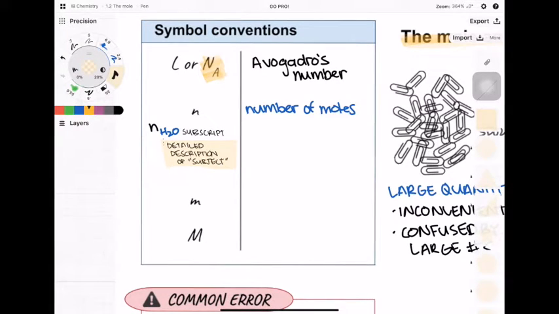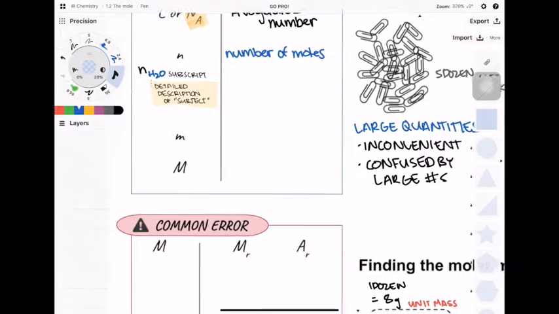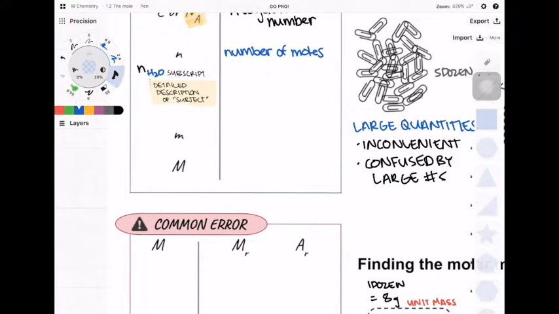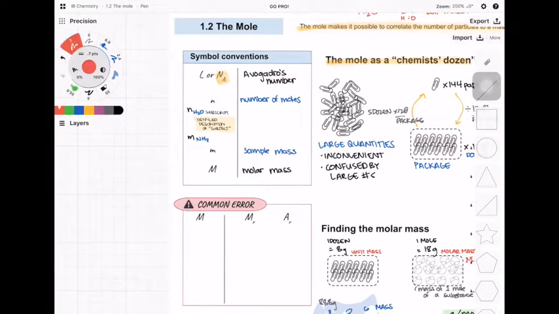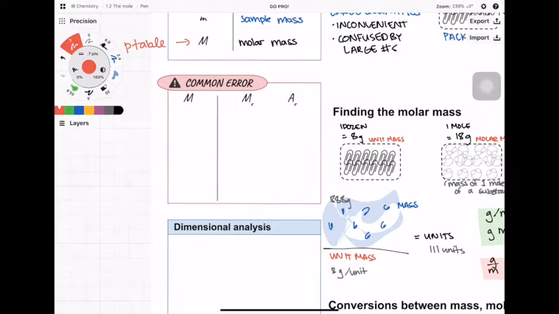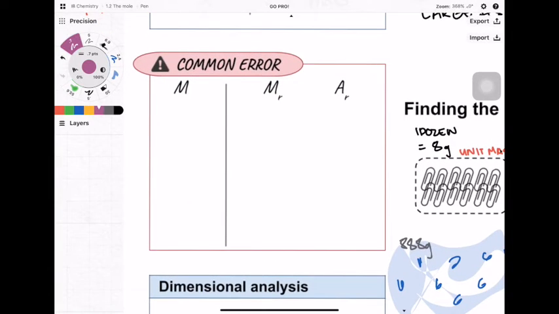When we're talking about the mass of a substance, we use lowercase m. And again, the same thing can be done where if I'm talking about the mass of H2O, then I write m subscript H2O, and then capital M is molar mass. Make sure you know the difference between these. There's a lot of uppercase and lowercase, and make sure you know where to find each of these values.